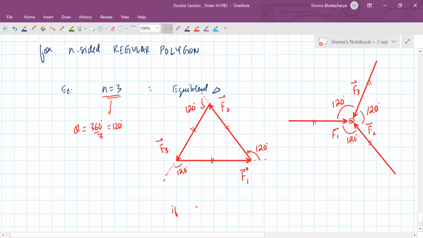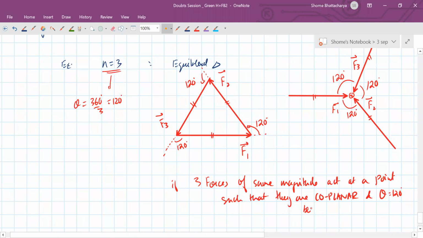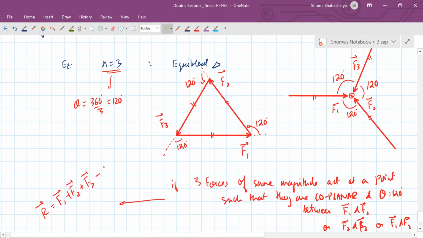So basically what we are getting is, if three forces of the same magnitude act at a point such that they are coplanar, that is lying in a plane, and theta is equal to 120 degrees between F1 and F2, or F2 and F3, or F1 and F3, what will happen is that the resultant will become 0. This is the special case for n equal to 3.